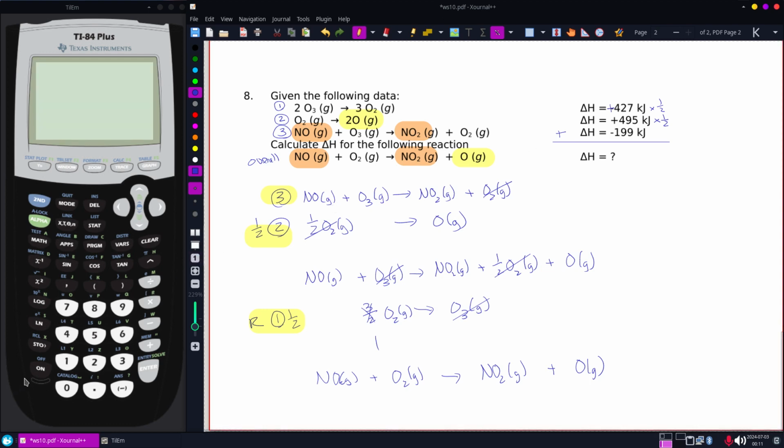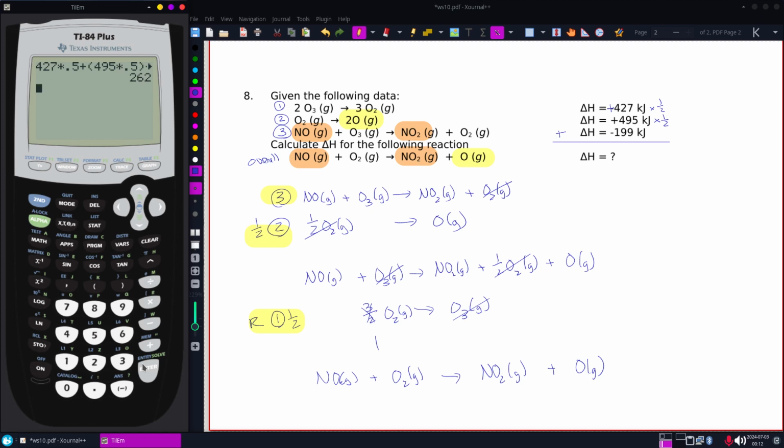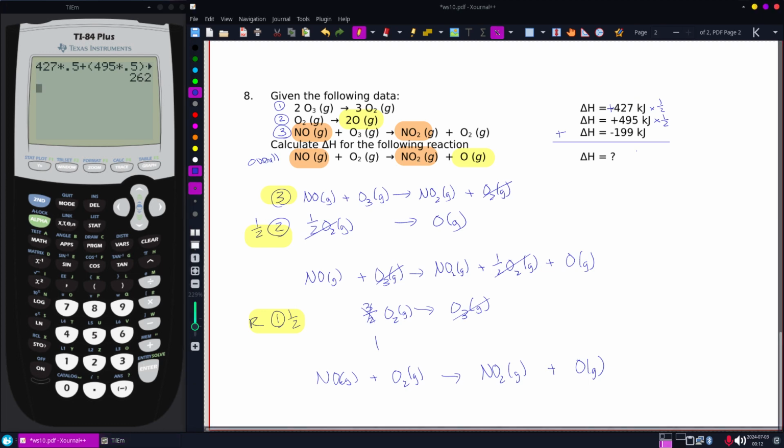So when I add these up, I'm going to do 427 times 1/2 plus 495 times 1/2 minus 199. And I get a delta H for that new overall equation of 262 kilojoules.